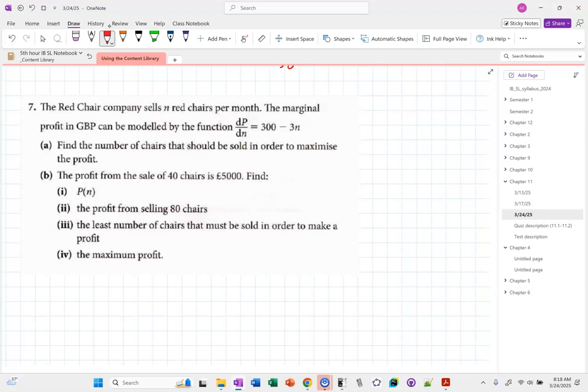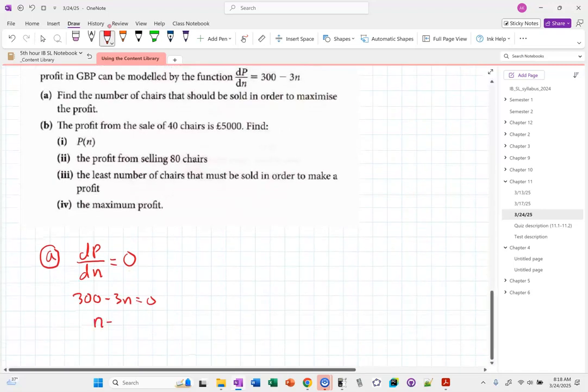Well, we don't have the function P, right? P would be profit. What we have is dp/dn. So how are we going to find the maximum then? We're going to find the critical values for the function by setting the derivative equal to 0. So that gives me n is equal to 100.